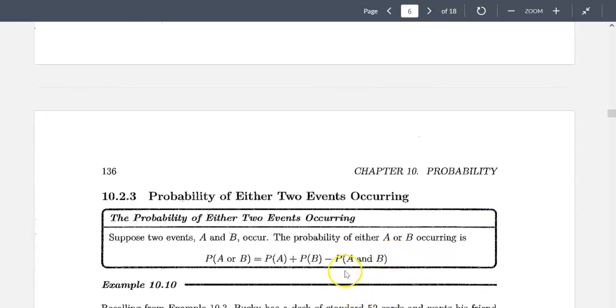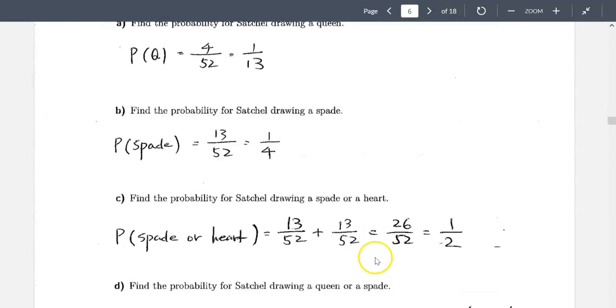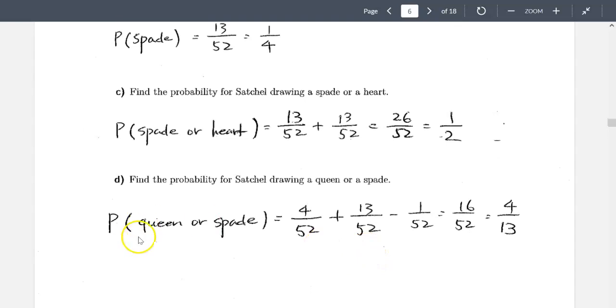And this is where the example right here says probability of A and B. We need to subtract that. Okay. So what are the chances of you getting a queen and a spade at the same time? That's one card. Versus spade and heart, there's 0 cards in that category. That's why you don't subtract anything, or you subtract 0, so it doesn't show up.